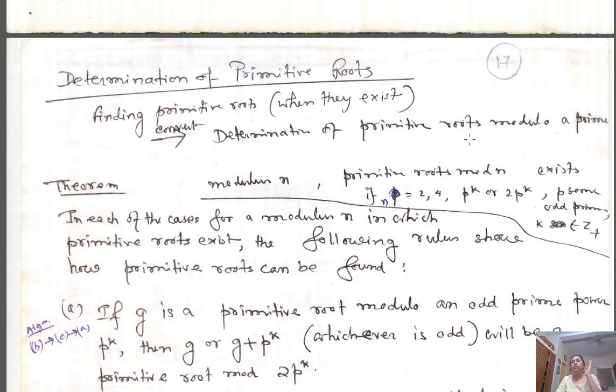Alpha is a primitive root modulo n means its order must be phi n. So if you take the other prime factors of phi n, you have to check that alpha to the power phi n divided by that prime is not 1 modulo n.